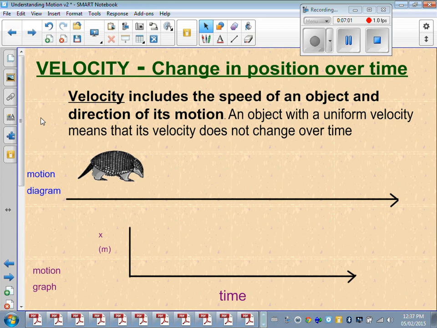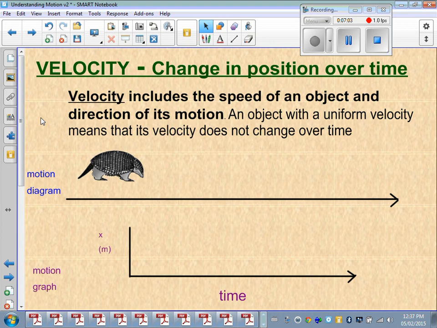Now, in physics, we tend to talk more about velocity. Velocity is the speed of an object and direction of its motion. Direction is very important here. An object with a uniform velocity means that its velocity does not change. When you guys are sporting those lovely uniforms Monday to Friday, a uniform basically means that everything is the same. The uniforms all look the same, and a uniform velocity does not change. It means the velocity would be the same.